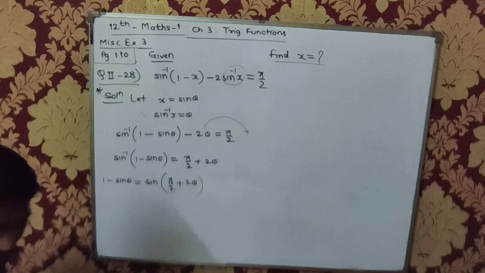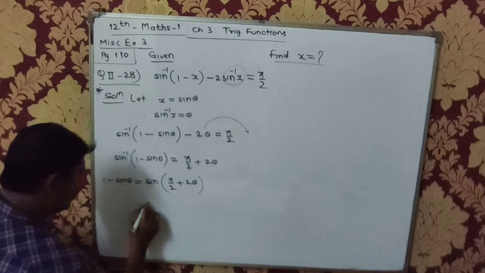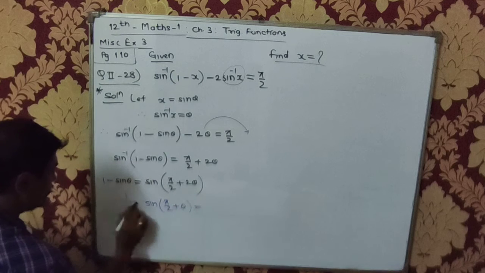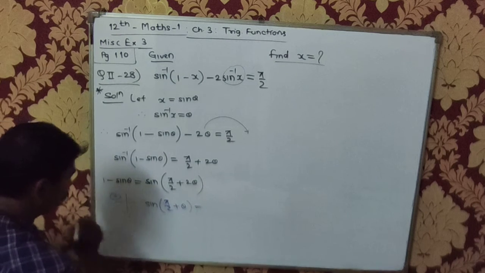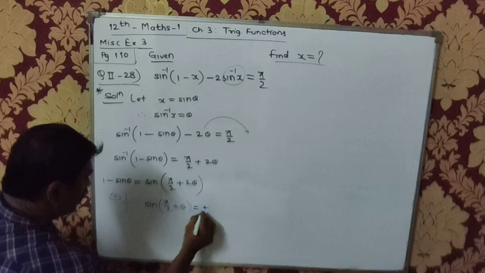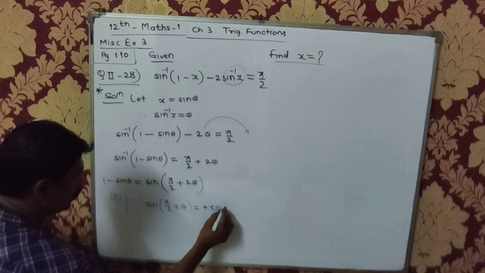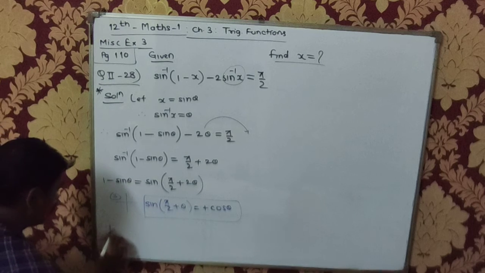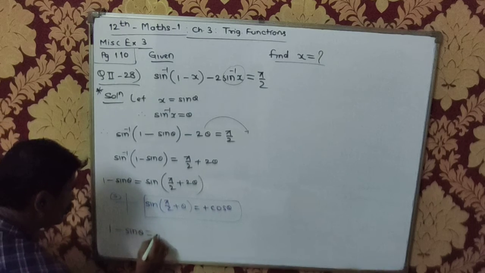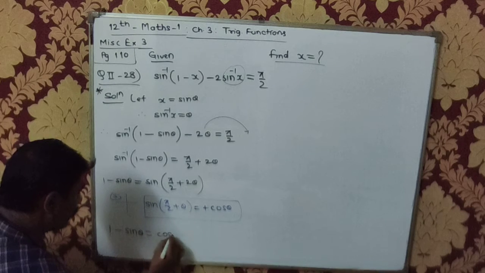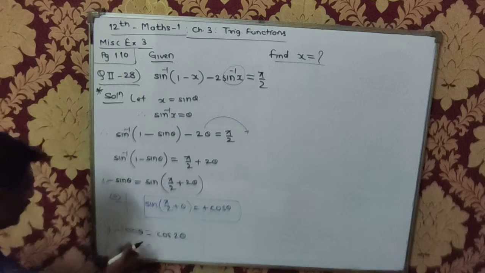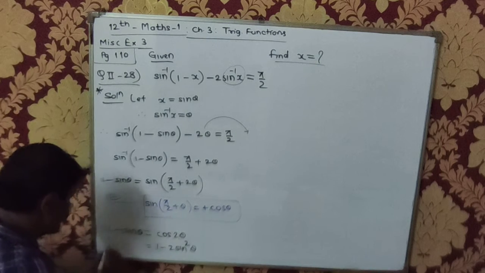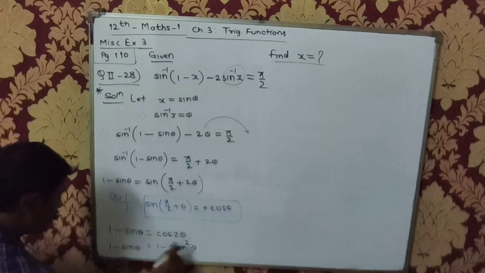Now here we use the formula sin of (pi by 2 plus theta), the allied angle formula. It is in the second quadrant, all silver teacups, so sine is positive. It is on the y-axis, so sine changes to cos, so cos theta. I use this formula here. So 1 minus sin theta is equal to cos 2 theta. Now let us write down cos 2 theta in terms of sine. This is equal to 1 minus 2 sin square theta. So 1 minus sin theta is equal to 1 minus 2 sin square theta.